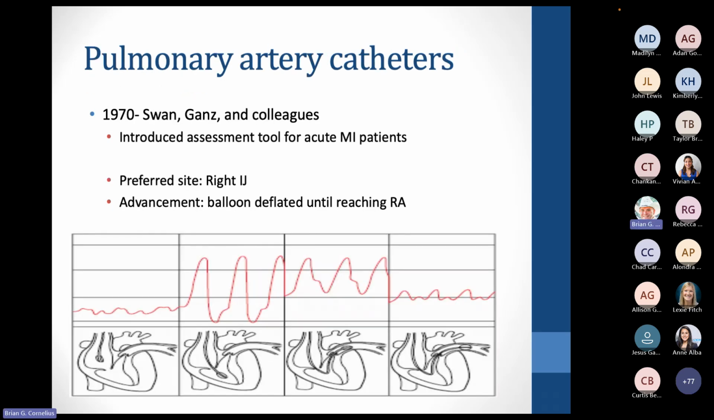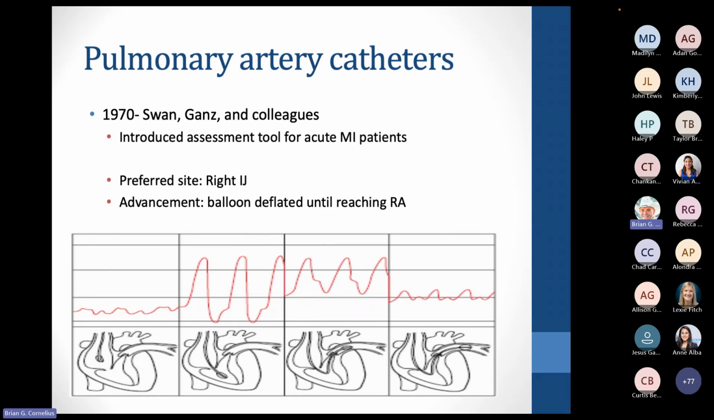So back in the day, Swan-Ganz, which were 2 different people, and their colleagues came up with the pulmonary artery catheter as a tool for monitoring patients with acute MIs. They would insert them through the right IJ, and then they would advance them down through the heart. So you would put it in through the right atrium. You could use that right atrial pressure, usually about 20 to 25, kind of as a CVP as you're transitioning down through there. So if you look, that first waveform is basically a CVP waveform.